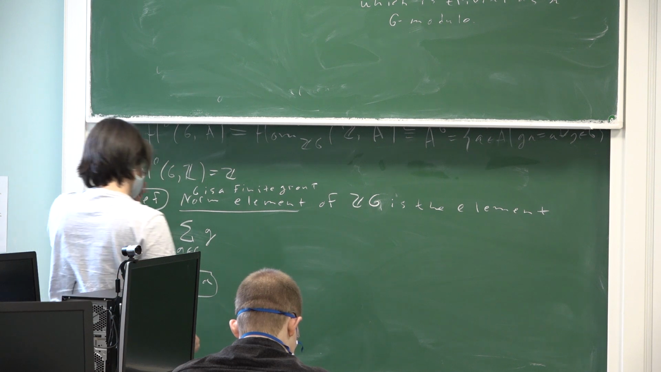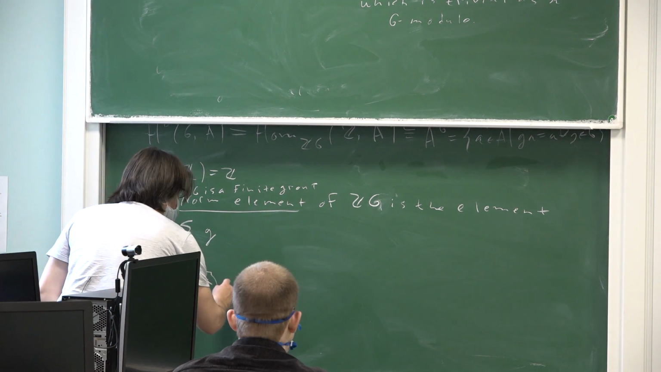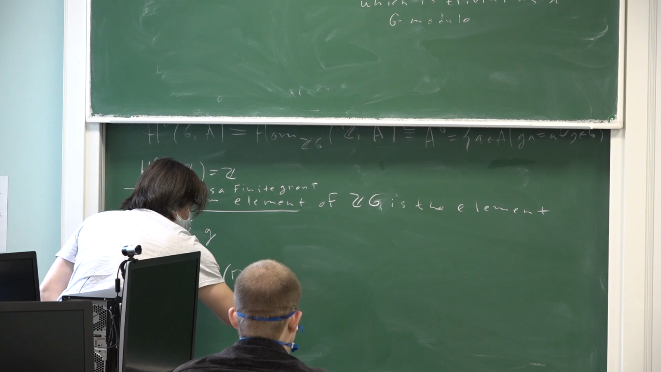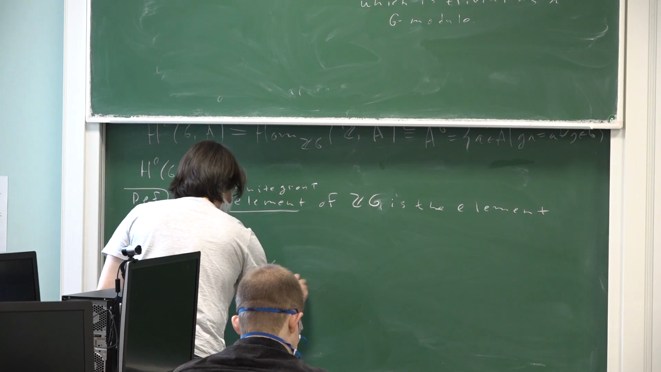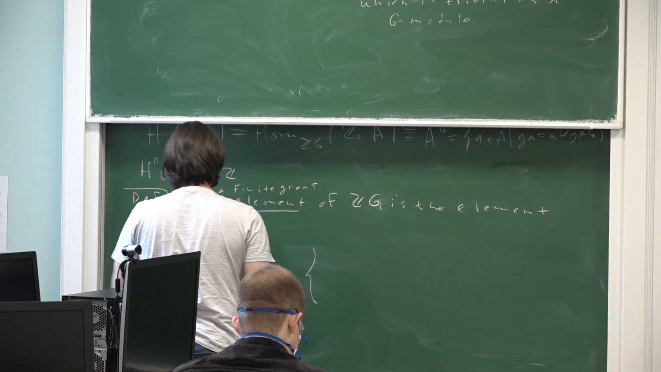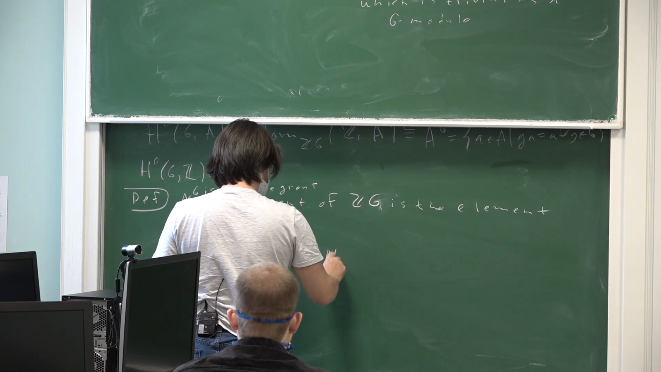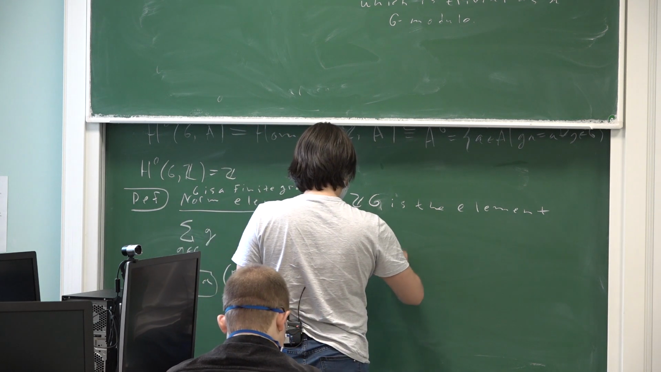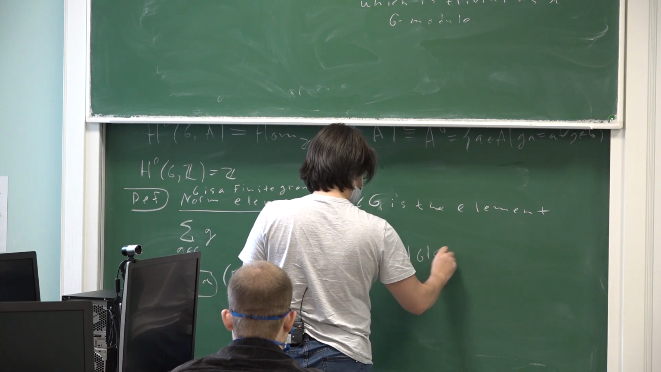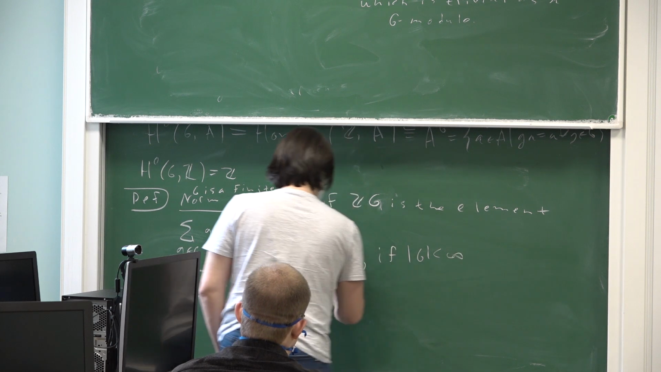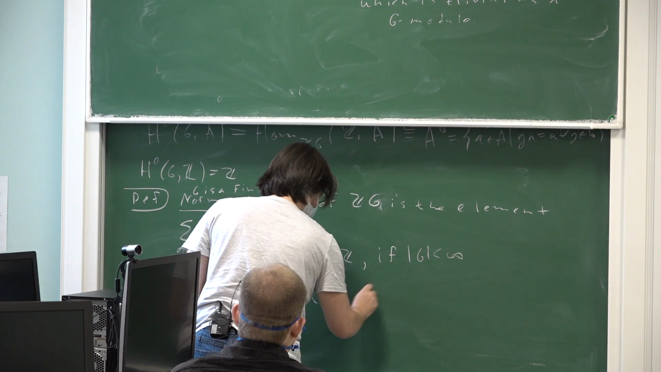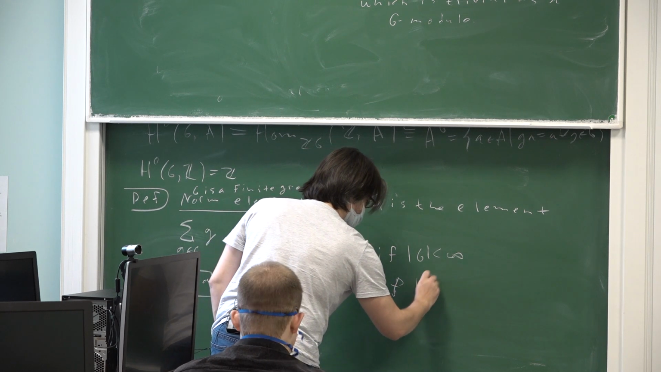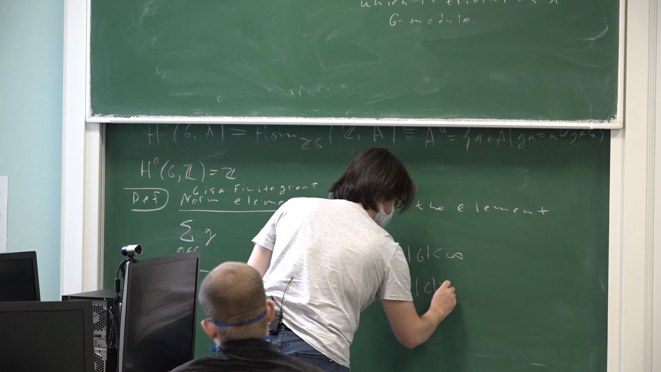Lemma states that H^0 of G, ZG is equal to NZ if G is finite and equals 0 if G is infinite.